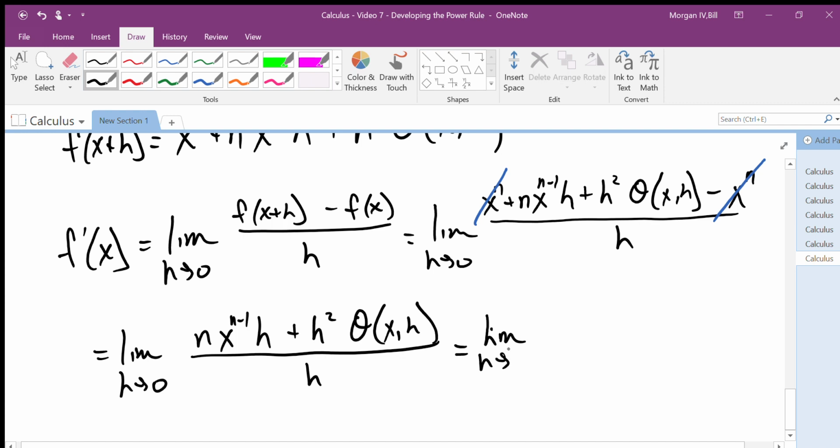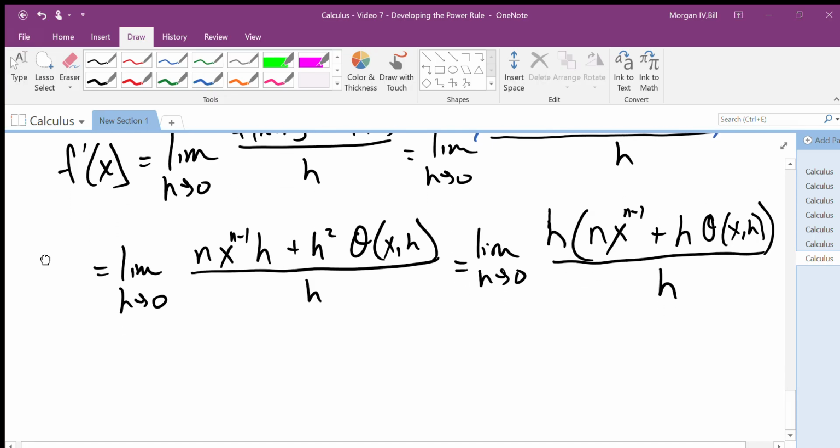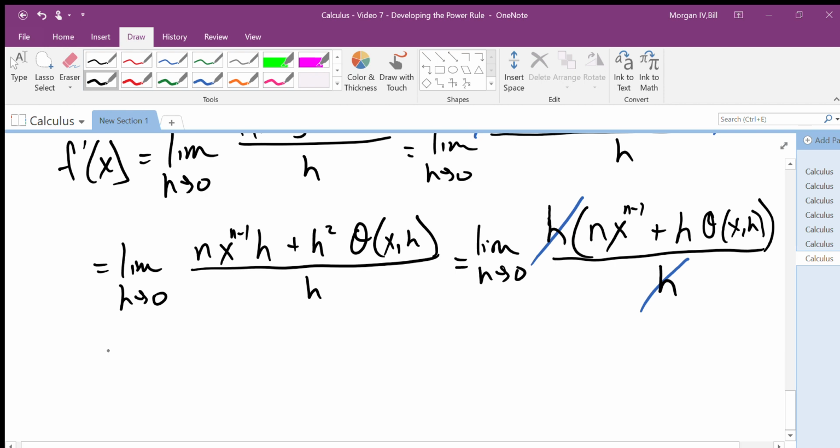The limit as h goes to 0, factor out the h. Then I'll have n times x to the n minus 1. I've taken out the h. Now I've taken out the h, so instead of h squared, I just have a single h now, times that same function of x's and h's, over h. Good. Once again, the h's cancel. This is the limit as h goes to 0 of n times x to the n minus 1 plus h times some function of x and h.